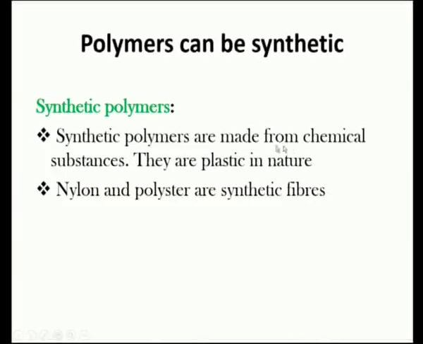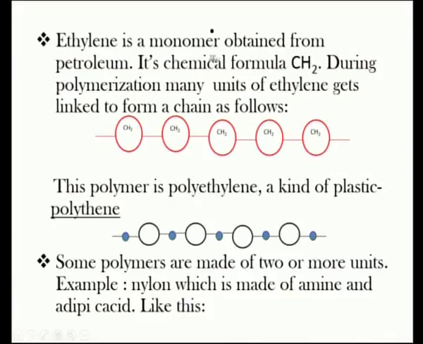So, that is one type, natural, and out of that we can see some synthetic polymers. Synthetic polymers are made from chemical substances; they are plastic in nature. So, synthetic fibers are made from synthetic chemicals. Nylon and polyesters are examples of synthetic fibers. Here some examples are shown.